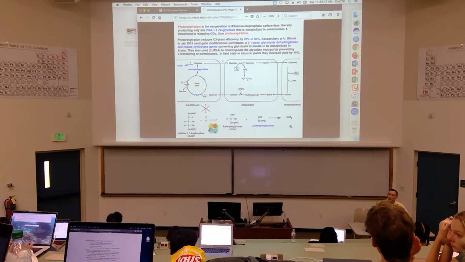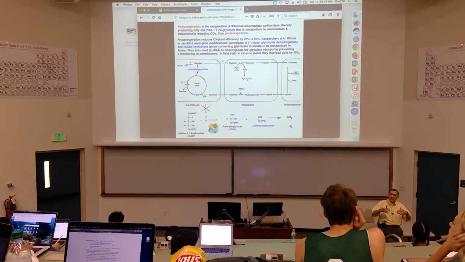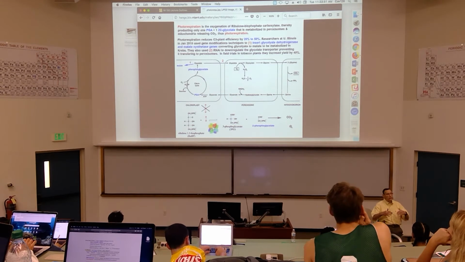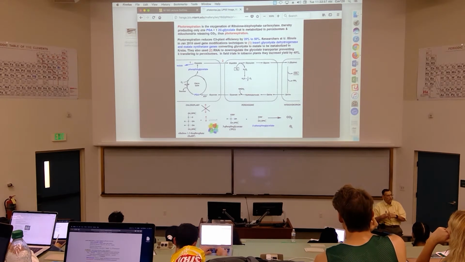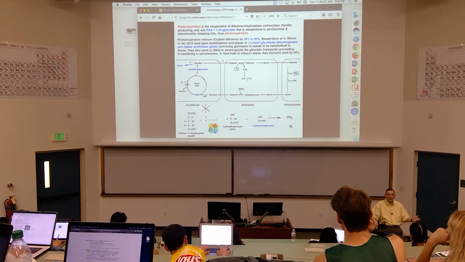So as you increase the amount of oxygen, you're going to increase the rate of the reaction with the oxygen and the ribulose bisphosphate carboxylase oxygenase, reducing the photosynthetic process. How would you get around that? Well, you make more enzyme. You make more and more and more enzyme.